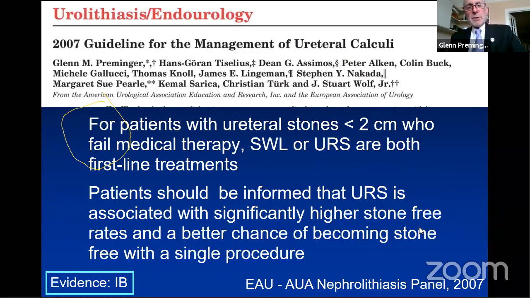Now, I had the good pleasure of participating in the joint American Urological Association and European Association of Urology guidelines. And in 2007, we came out with a set of guidelines that said, for patients with ureteral stones that are less than 2 centimeters who fail medical therapy, shockwave lithotripsy or ureteroscopy or both should be considered first-line stone treatments. And that patients should be informed that ureteroscopy is associated with a significantly higher stone-free rate and a better chance of becoming stone-free with a single procedure.